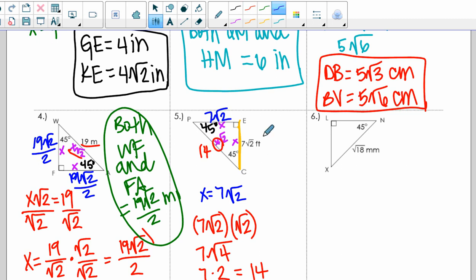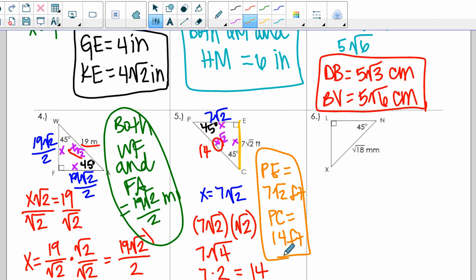Okay. So PE equals 7 radical 2 feet, and PC equals 14 feet. Okay. All right, last one here.